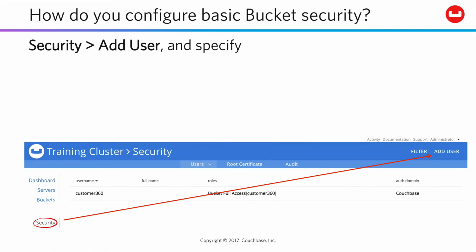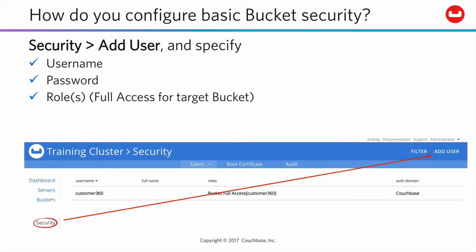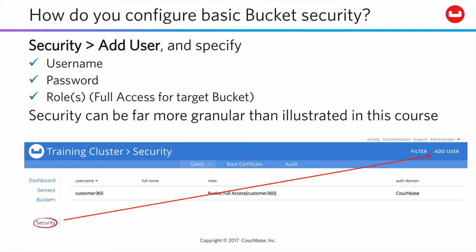So the basics of setting up a user for security purposes are straightforward. On the security screen, add a user and assign a username, password, and 1 or more security roles. In this course, we take a simple approach and create a bucket-specific user account with full access to the bucket. More granular, network-integrated approaches are possible also, but they're beyond the scope of this course.